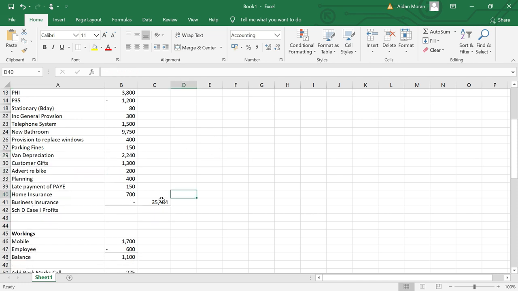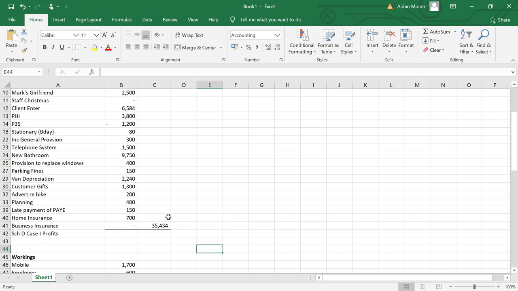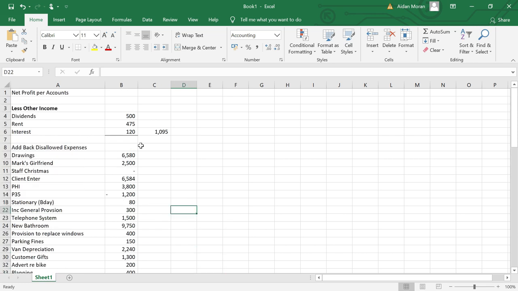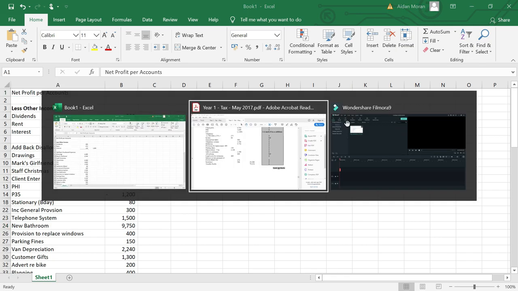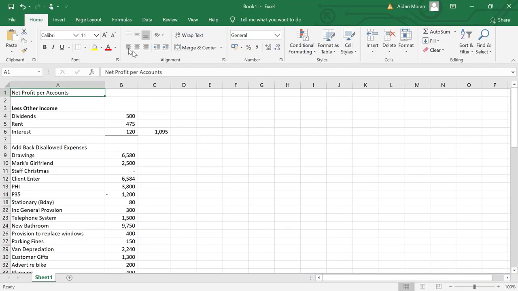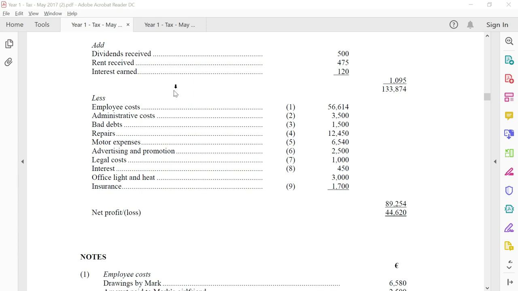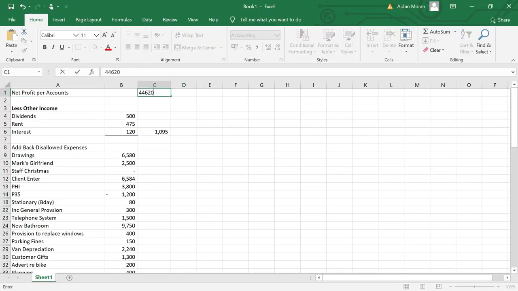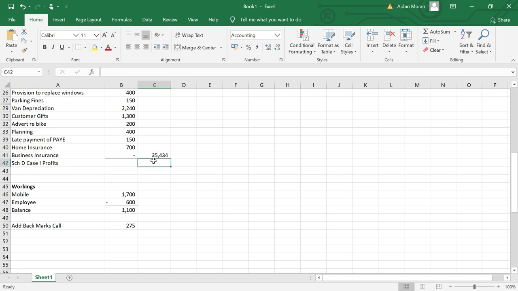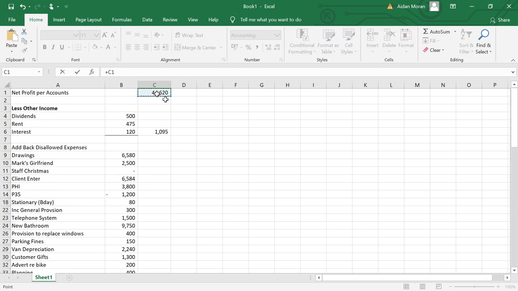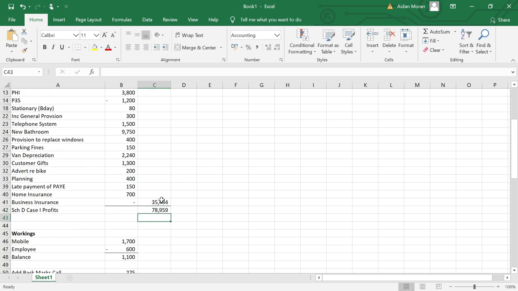I'm going to ignore business insurance down there. So I've got add backs of 35,000. I forgot to put in my net profit per accounts. Net profits are 44,620. So net profit per accounts 44,620, I'm going to take away my other income, and I'm going to add back my disallowed expenses. I have got Case 1 Schedule D profits of 78,000, and that is for 20 marks of your question.